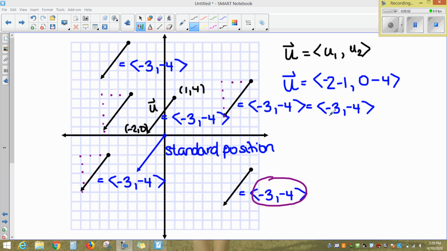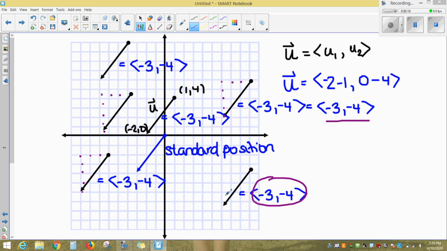So we left off with component form of a vector, which is our pointing bracket notation here that says from the initial point of the vector, wherever that happens to be on our page, we're going to move left 3 units and down 4 units to the terminal point.